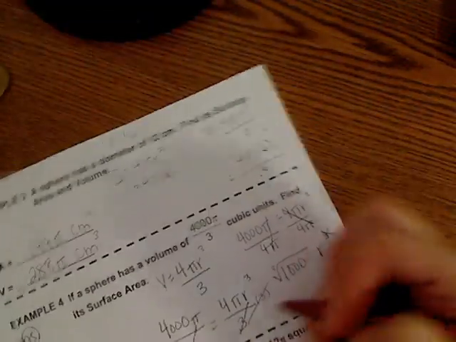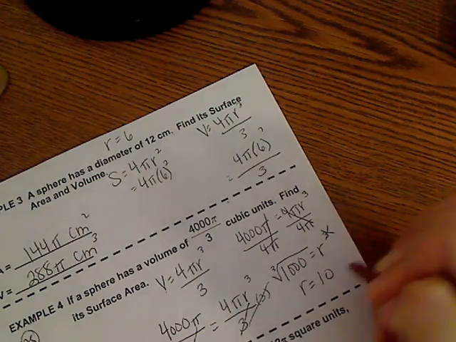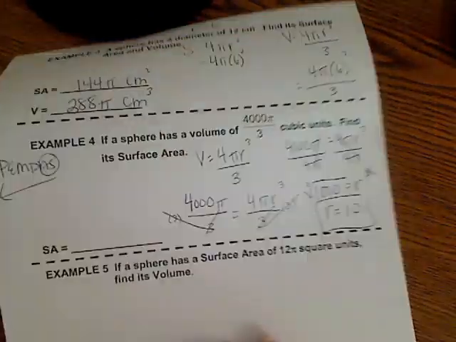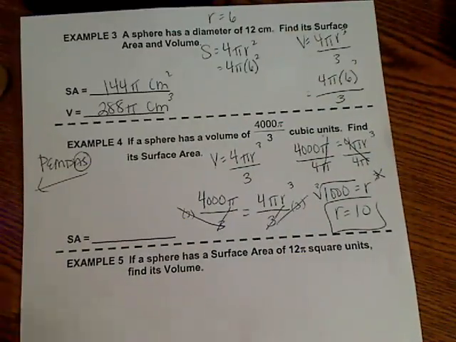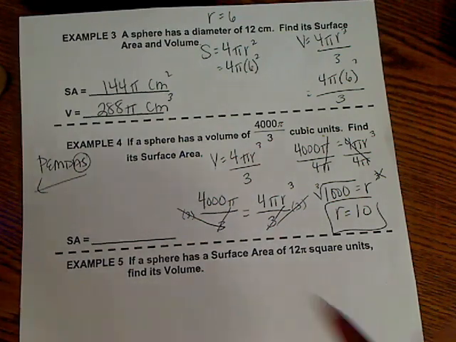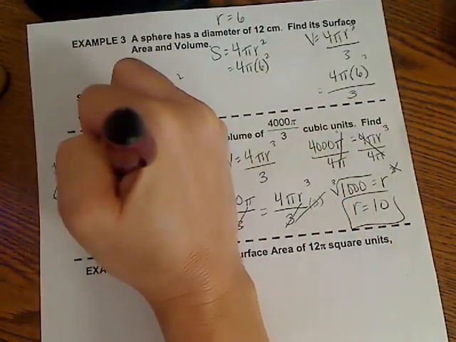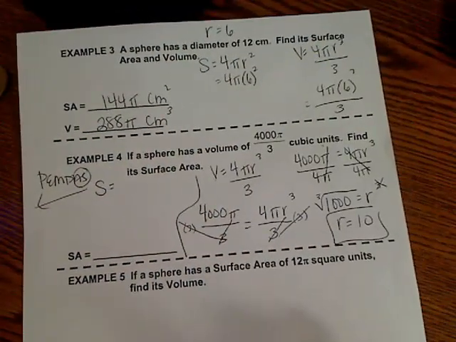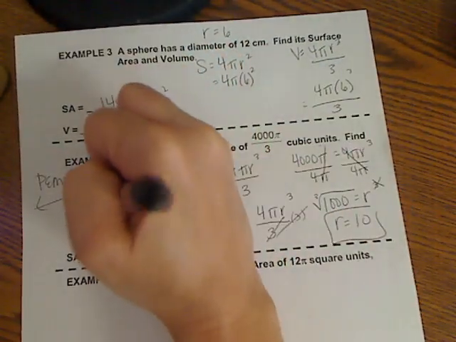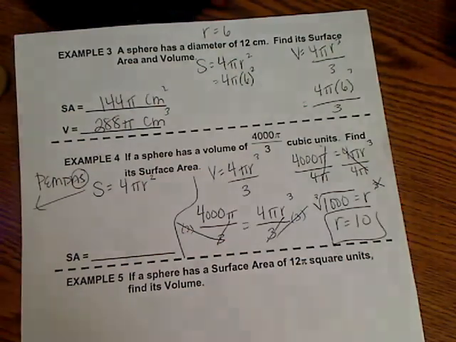The radius, right? So the radius is 10. Now, that's not our answer. We just found the radius. Now, can we find the surface area? All right, so I'm going to use this nice little area right here. So surface area is equal to my formula of 4 pi r squared.